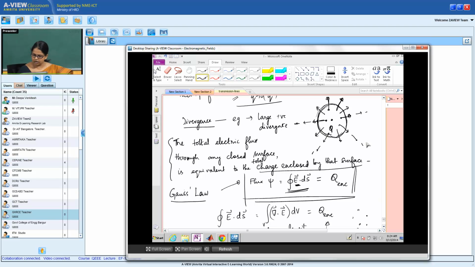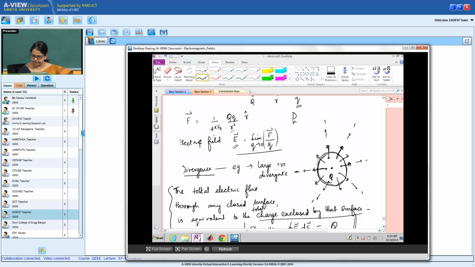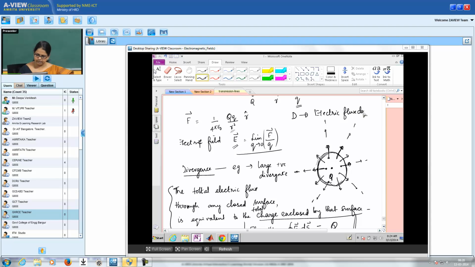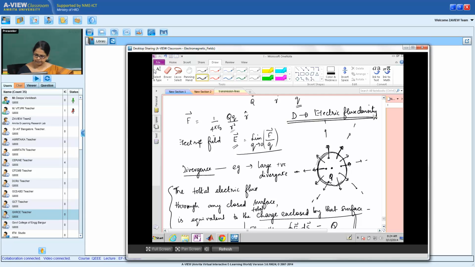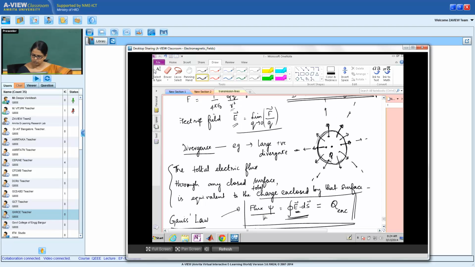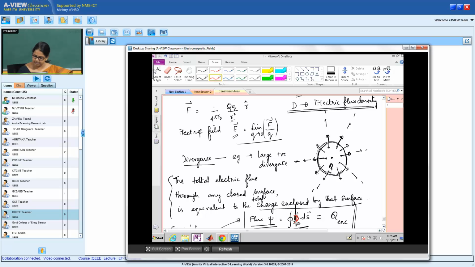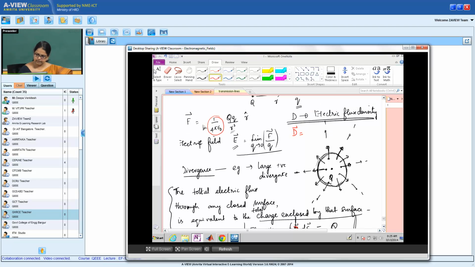But Gauss law gets written not for E but for D, where D is your electric flux density. Because the total flux becomes E dot ds only if E is the flux density. But E is not flux density, it is D that is flux density. So I should actually correct it as D dot ds. And as I said, the reason is electric field intensity and flux density are slightly different. It's the same if you are doing everything in vacuum. But D is, so you have this in vacuum.